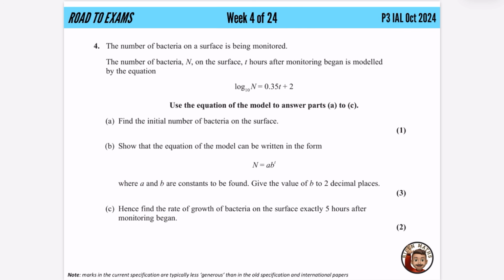Okay, we are on week 4 of January to June, the road to exams. And I've picked this question as some things to do with logarithms and exponentials. Let's just dive straight in with this.